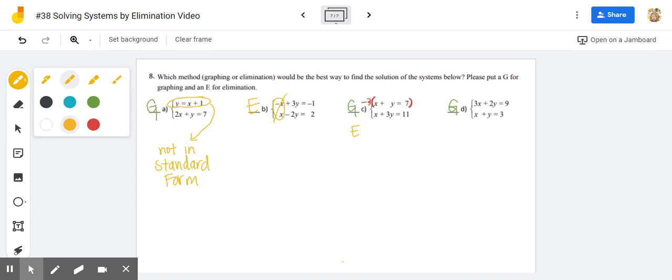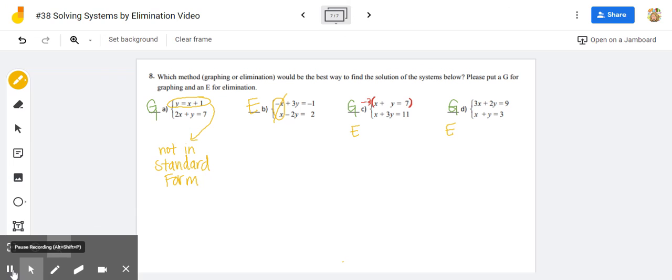All right, guys, so it's time for you to practice elimination. What would help me eliminate the x or y?